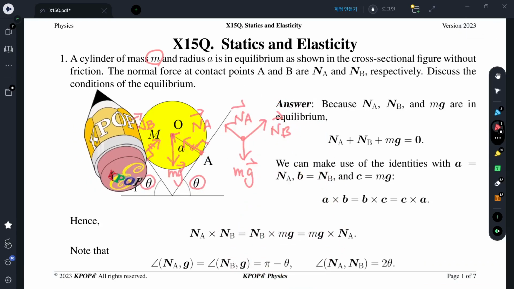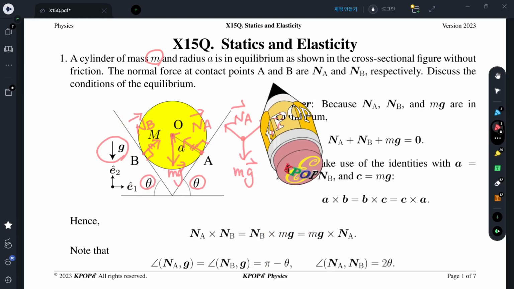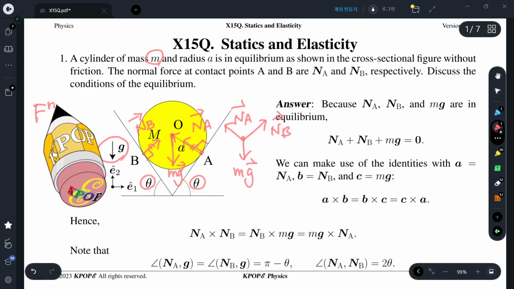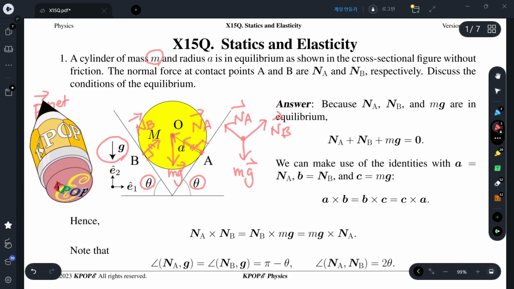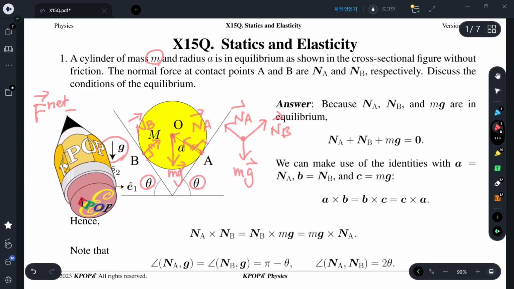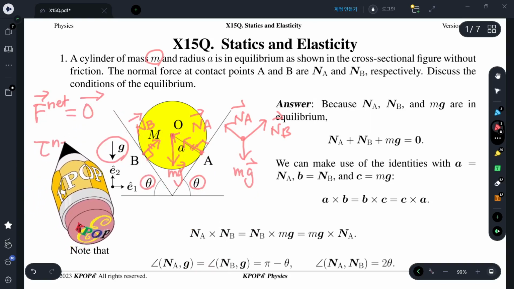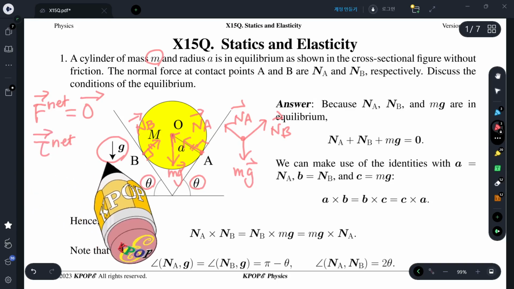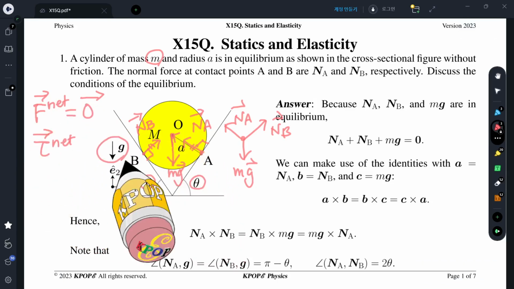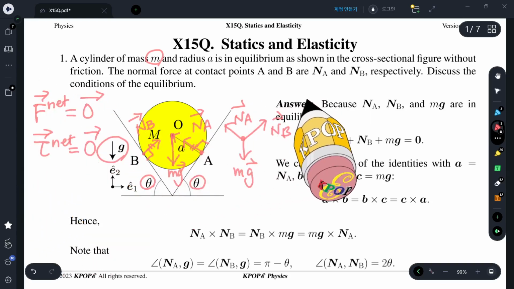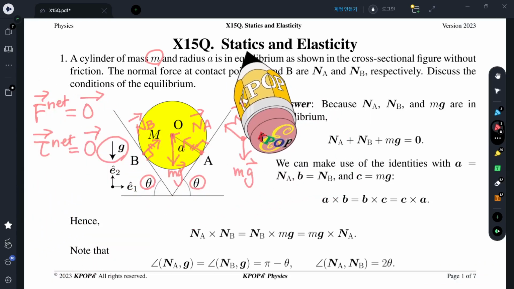And because the system is in equilibrium, we have two constraints. The net force applied to this rigid body must be 0. And the net torque applied to this rigid body is 0. So this is the equilibrium condition. Okay, so we are all set.